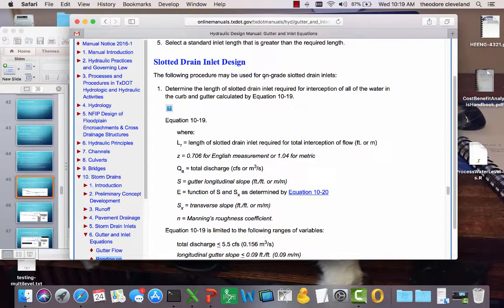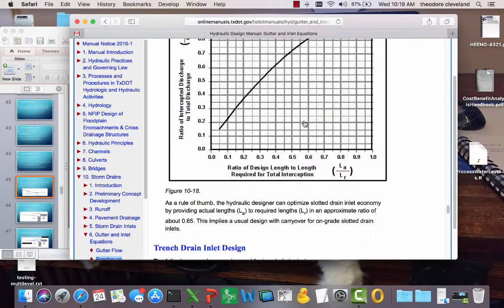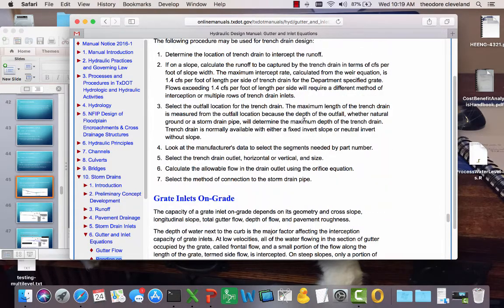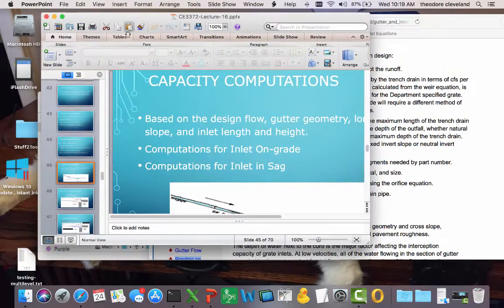For slotted drain inlets, there's a similar design procedure, with a little bit more elaborate equation. And for trench inlets, another elaborate equation. So all these you can figure out by reading.